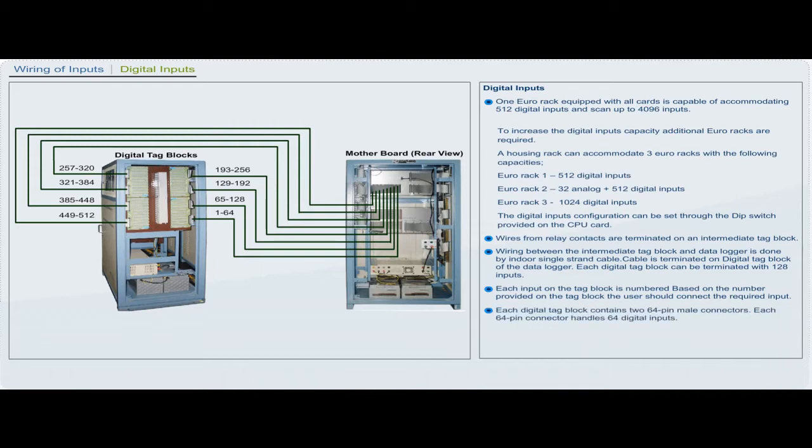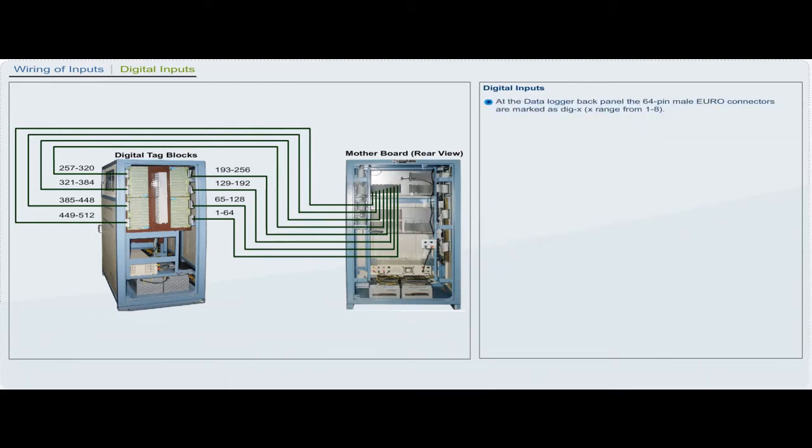Each digital tag block contains two 64-pin male connectors. Each 64-pin connector handles 64 digital inputs. These tag blocks are connected to the data logger motherboard by two ribbon cables, each with 64 inputs capacity. Thus, a 512 capacity data logger has 8 ribbon cables.